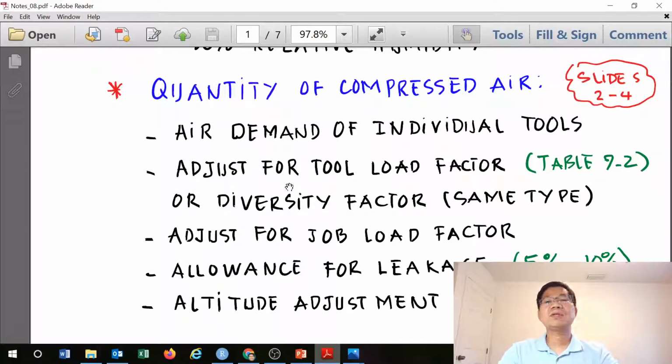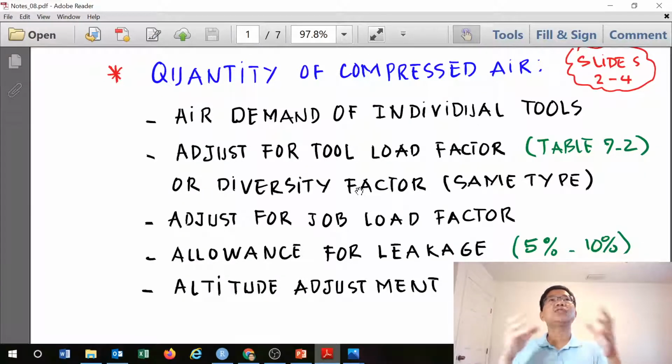So what does that mean, the tool load factor or diversity factor? For the tool load factor, as you can see, on site we have multiple units of the same tool, such as drills, but most likely you will not use all of them simultaneously. We have to adjust because some are on standby or in downtime, all of that, and we need to adjust for that. That goes to table 9.2, which we'll present in a minute.